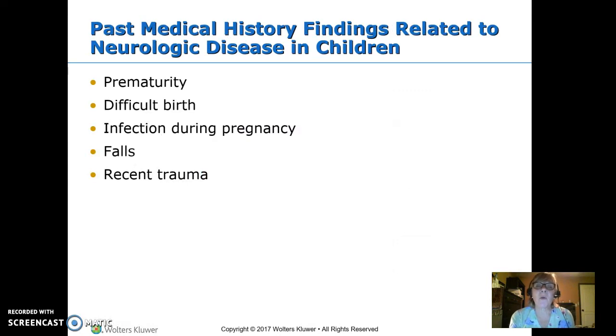So when we are worried about a neurologic disease, we want to ask about things like prematurity, high risk for those preterm babies of having bleeding, intraventricular hemorrhage. If it was a difficult birth, again, that risk of bleeding in the brain. If there's any infection during pregnancy, if they've had a fall or a trauma.